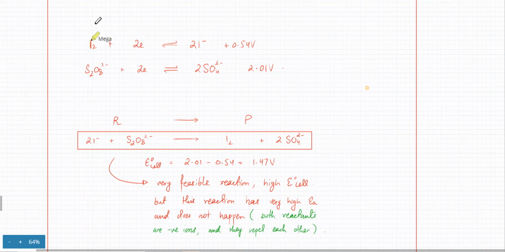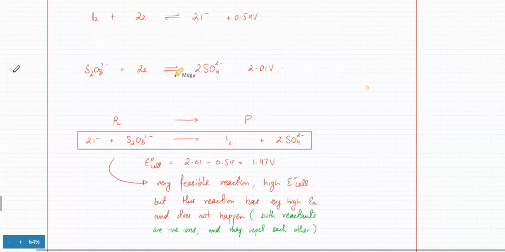Why are they not reacting? Because whatever the overall reaction that you get, both ions are negatively charged and they're never going to meet. So this reaction looks good on paper, but it's not going to happen in a solution. So I'm going to place the two equations slightly further away from each other, and I'm going to assume that they are not reacting with each other.